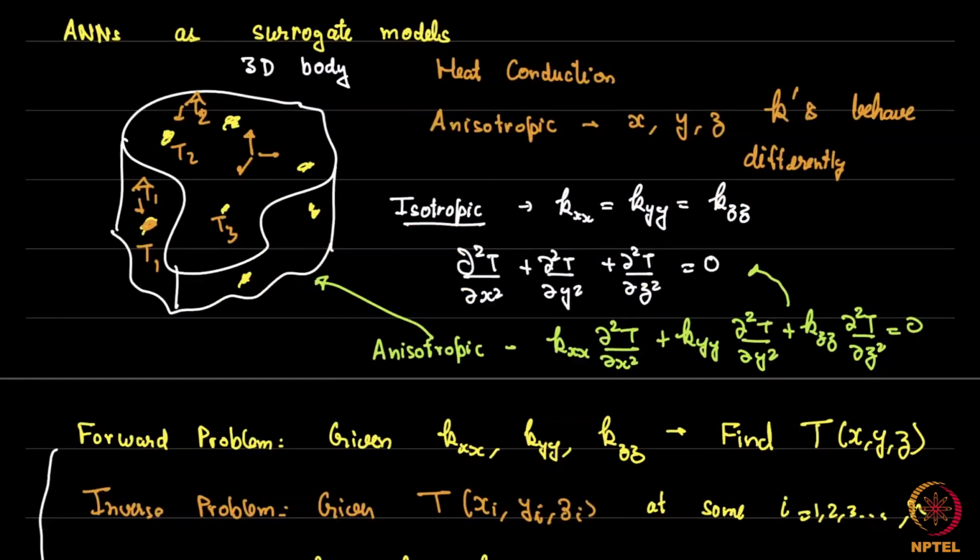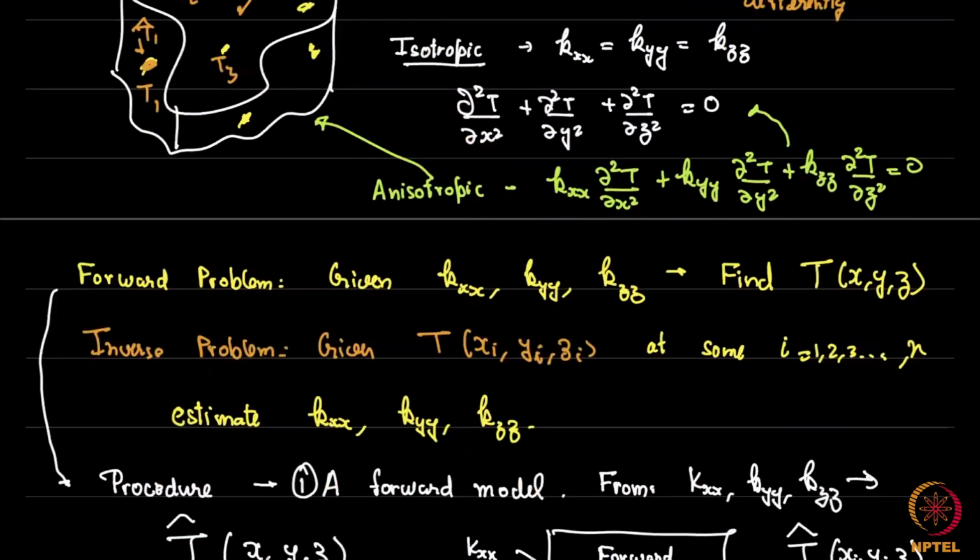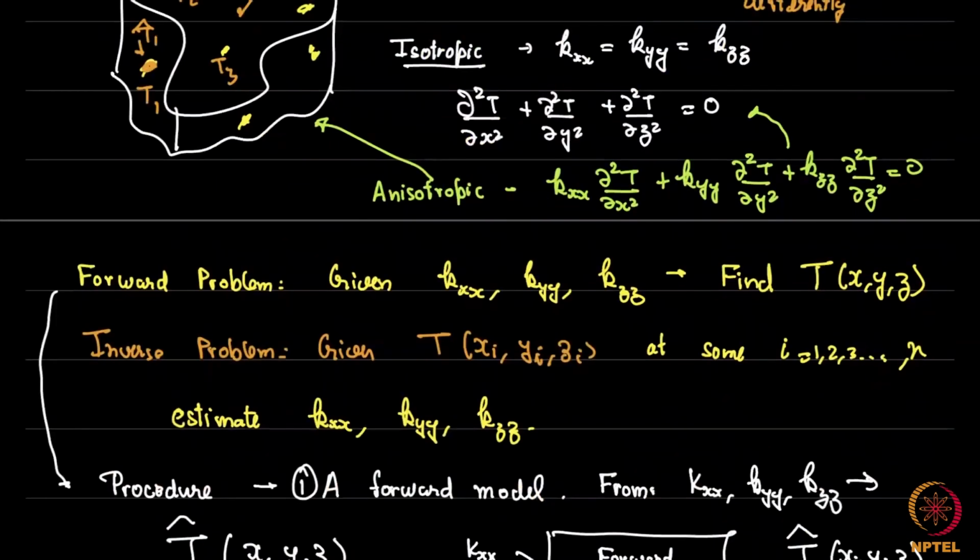You build your model, you build your ANN model. Now you make some measurements. You make, let's say, 20 temperature measurements, and then solve an inverse problem. How do you solve the inverse problem? Guess for KXX, KYY, KZZ. Do a forward pass. The forward pass, however, should not be through CFD, but through the ANN, which is an approximation. It's a good enough approximation.